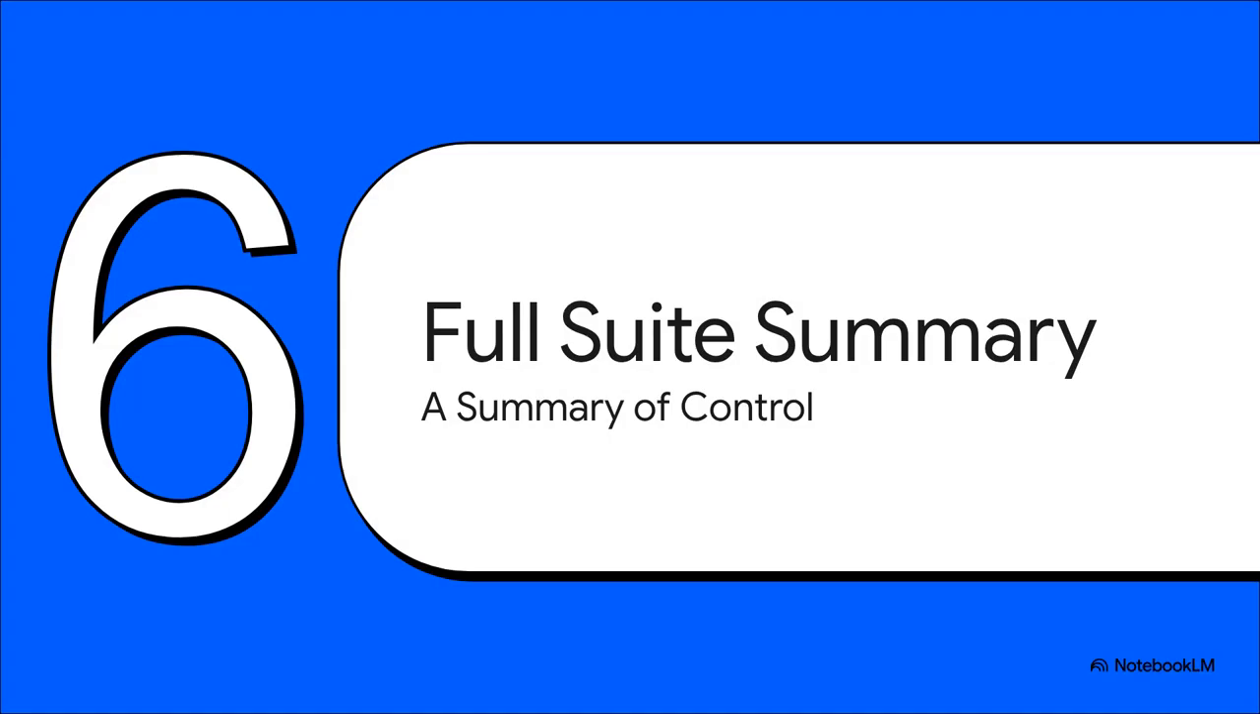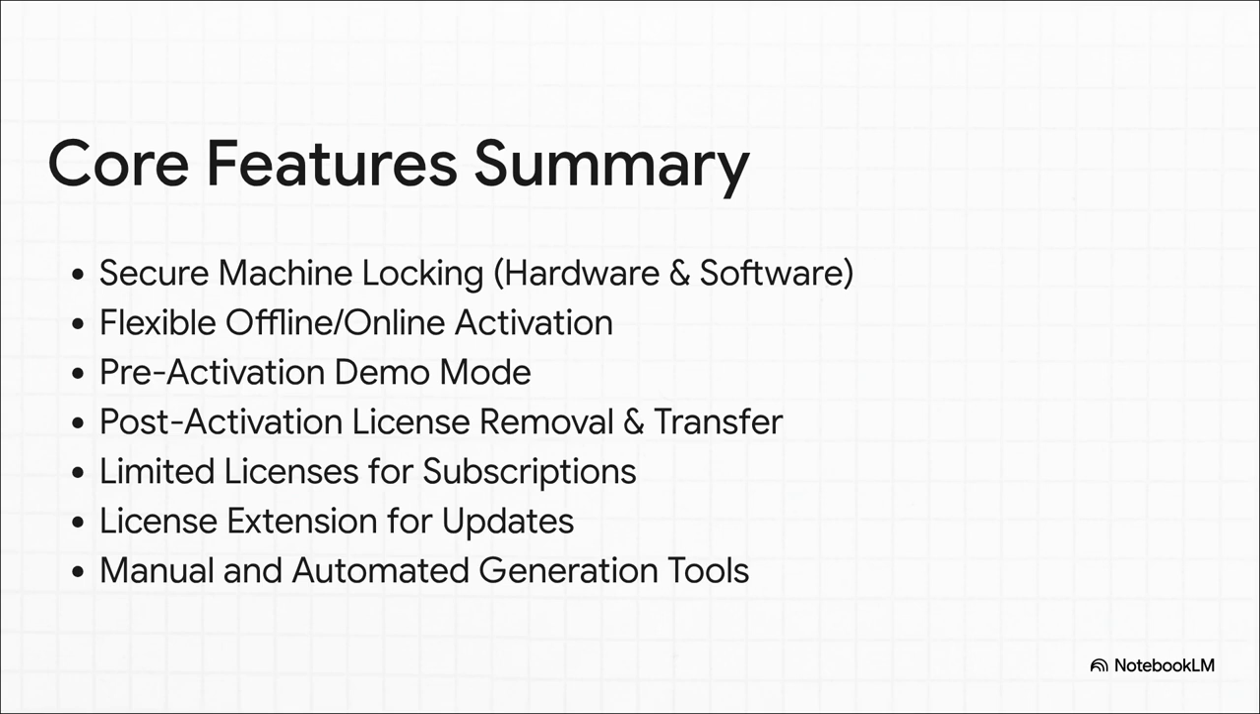All right, let's pull this all together and do a quick recap of the entire suite of tools and features we've just walked through. As you can see, this is the whole shebang. It all starts with really robust machine locking. You've got flexible activation that works both online and off. You get full control over the license lifecycle, from demos all the way to transfers. And on top of all that, you can enable modern subscription models, and you have both manual and fully automated tools to manage the entire process.